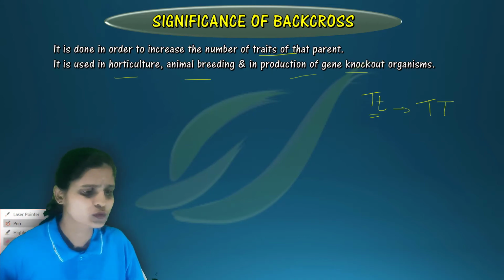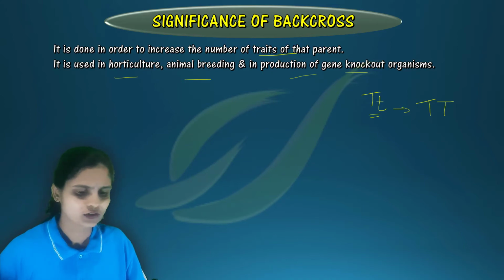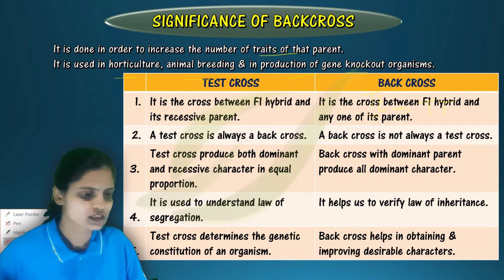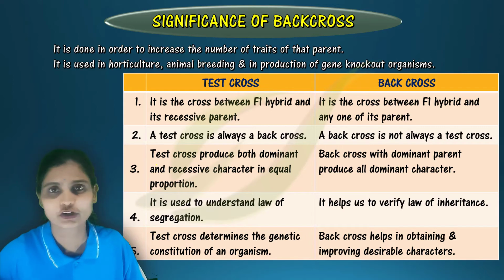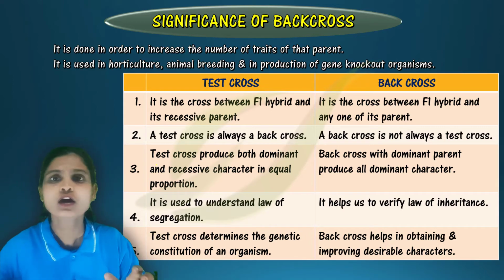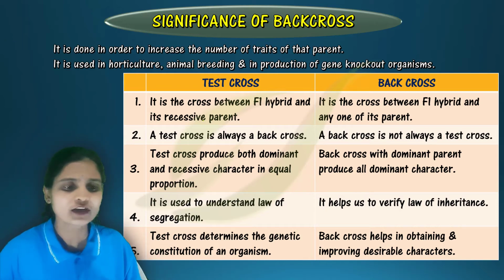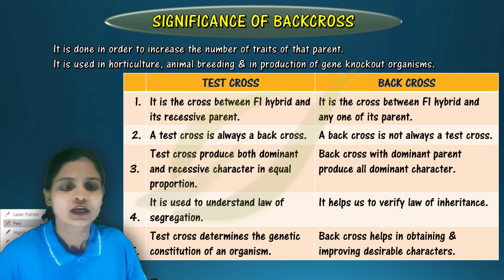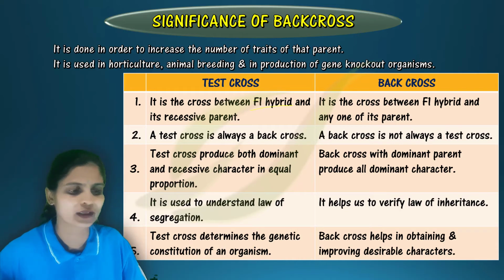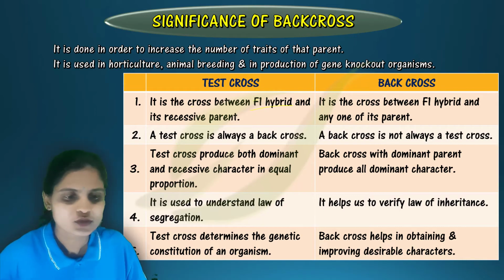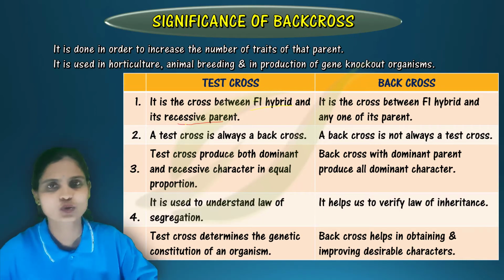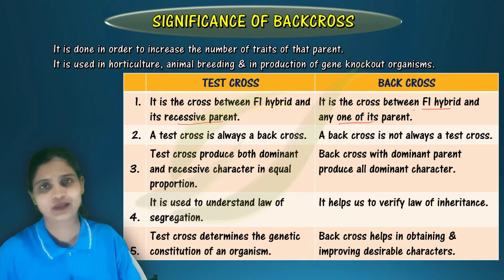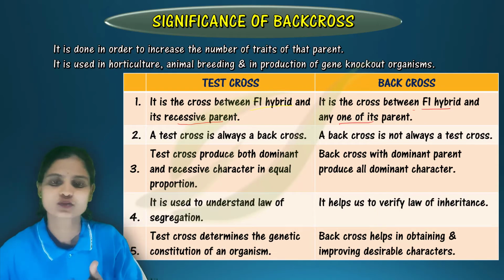Okay. So next we are going to study the difference between test cross and back cross. Very, very important, it is a slight difference. You have to understand it properly. A test cross is a cross between the F1 hybrid and its recessive parent. In the previous video we explained that the F1 hybrid is crossed with the recessive parent. Understand this: when it is crossed with the recessive parent, it is called a test cross. But when an F1 hybrid is crossed with any one of the parents, either dominant or recessive, then it is called a back cross.